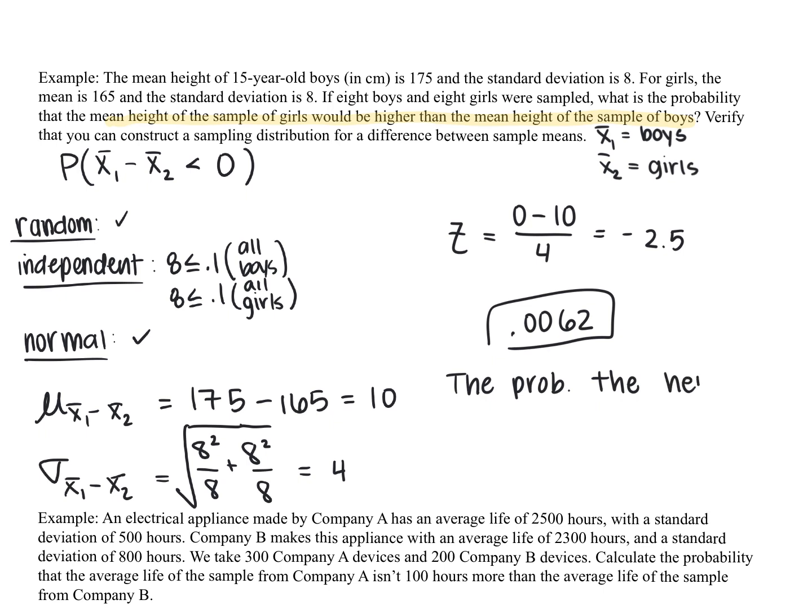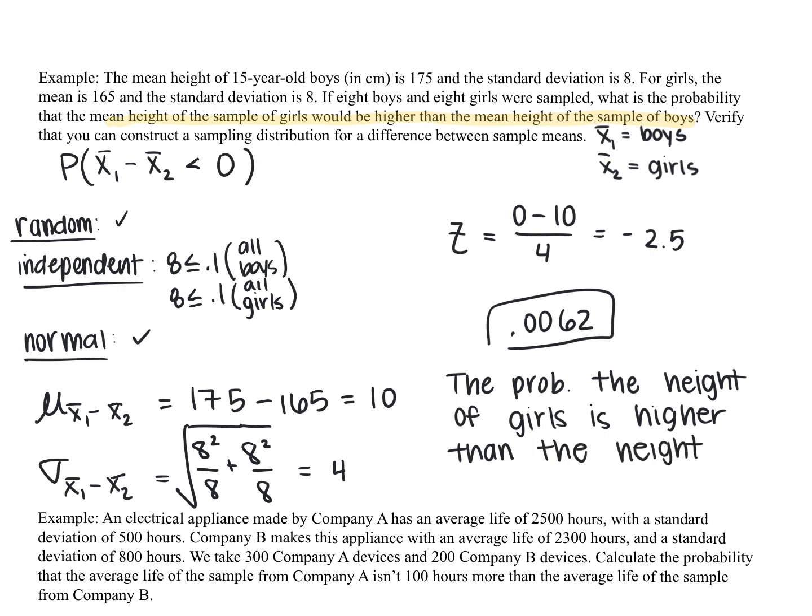So that tells me the probability that the height of girls is higher than the height of boys is 0.0062. So it's very, very unlikely that the sample of girls is taller than the sample of boys.